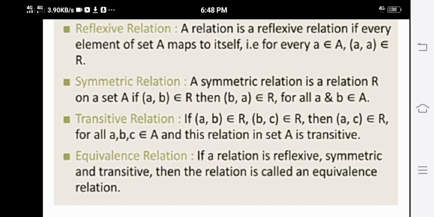Transitive relation: if the ordered pair (a, b) is an element of R and (b, c) is an element of R, then (a, c) is also an element of R, for all a, b, and c elements of A. And this relation in set A is transitive. We also have what we call an equivalence relation. If a relation is reflexive, symmetric, and transitive, then the relation is called an equivalence relation.